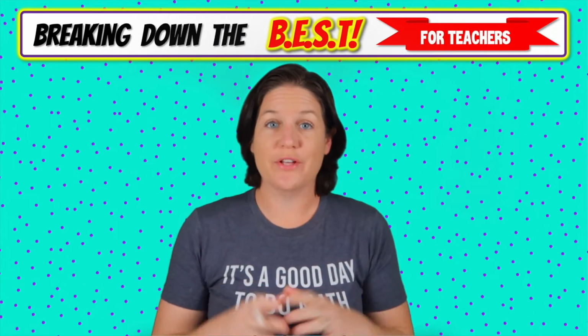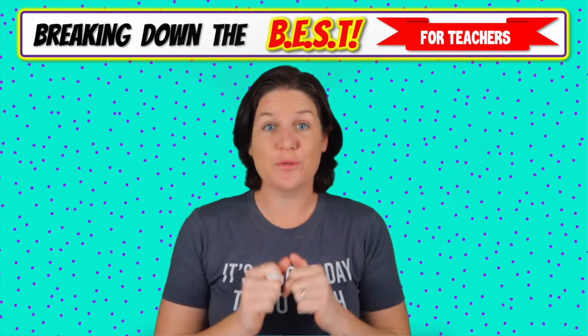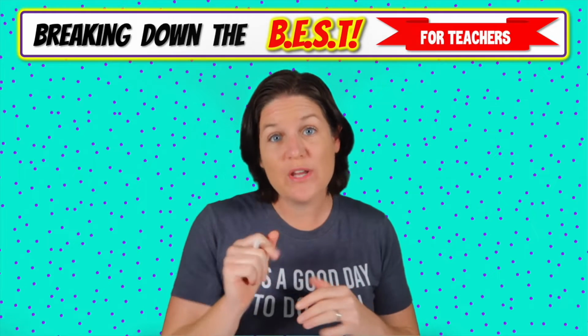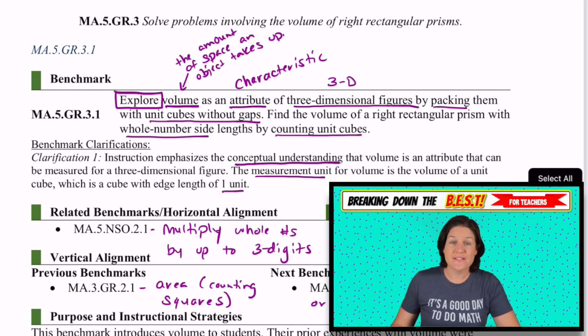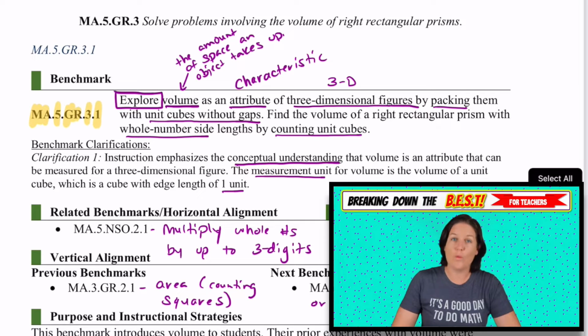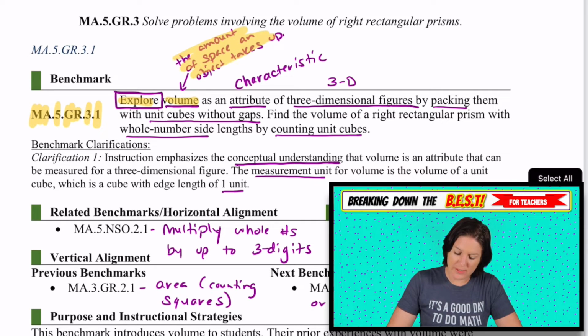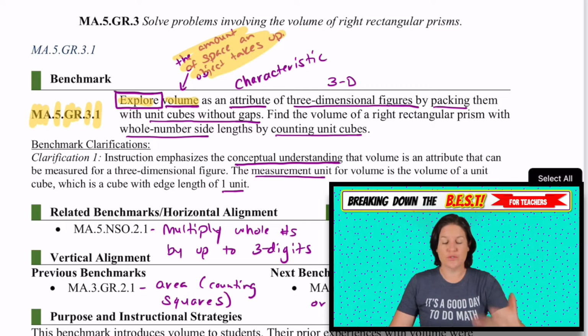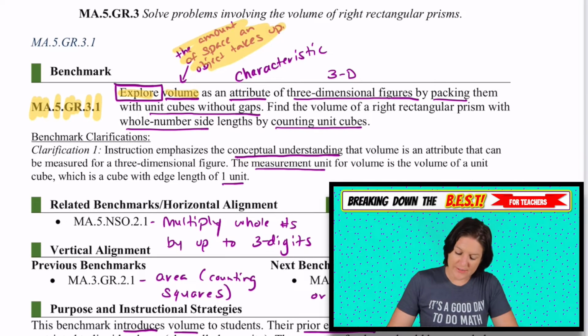Hey everyone, and welcome. My name is Sarah McCarthy, and I am super excited that you are joining me as we break down the following standard. Today's standard is MA.5.GR.3.1, and this standard says to explore volume, which is the amount of space an object takes up. We're going to explore volume as an attribute.